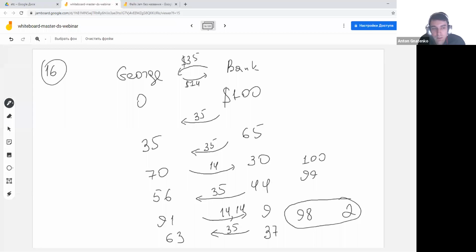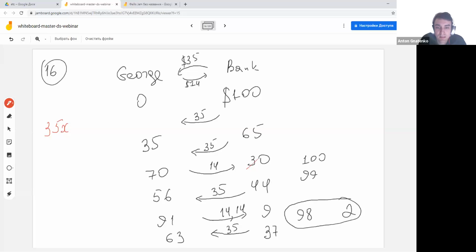And to answer this question, we have to do some kind of research around this problem. So imagine that we have performed in some order X operations of withdrawal. Then in total, we have withdrawn 35 times X dollars from the bank.